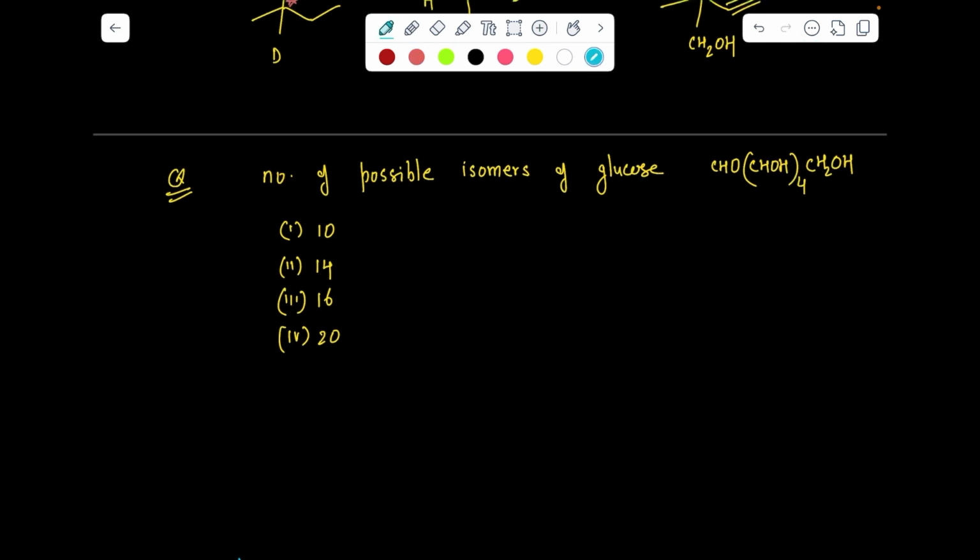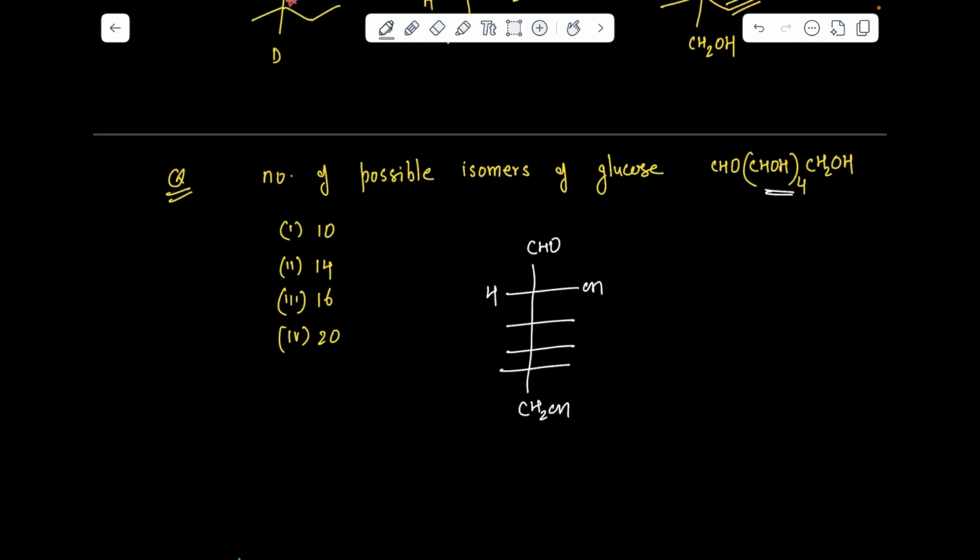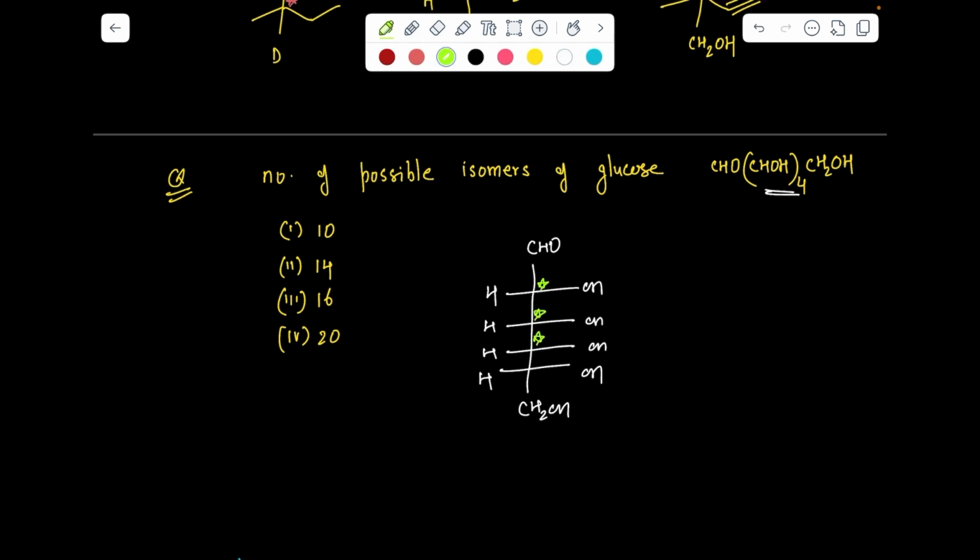Next question: number of possible isomers of glucose. So the structure has CHOH four times, with OH on each. We can observe there are 4 chiral centers, 1, 2, 3 and 4, and it is an asymmetrical molecule, so 2 to the power 4 means 16 isomers. So the answer should be 3.